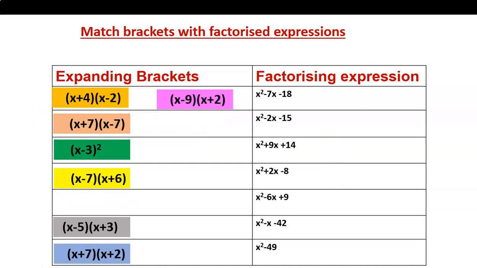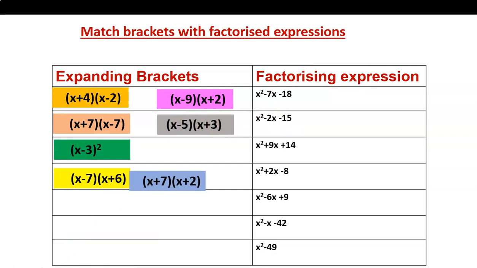Now, this one belongs to this one. Why? Because minus 9 times 2, the last two numbers multiplied together, gives you minus 18. And those two numbers added together give you minus 7. So this expression and this double bracket belong to each other. Here I go, x minus 5. That gives you that. Add them, and it gives you this middle number. So this expression and this double bracket belong to each other.